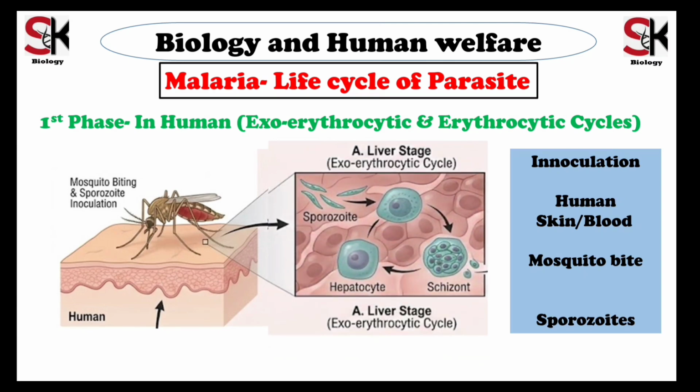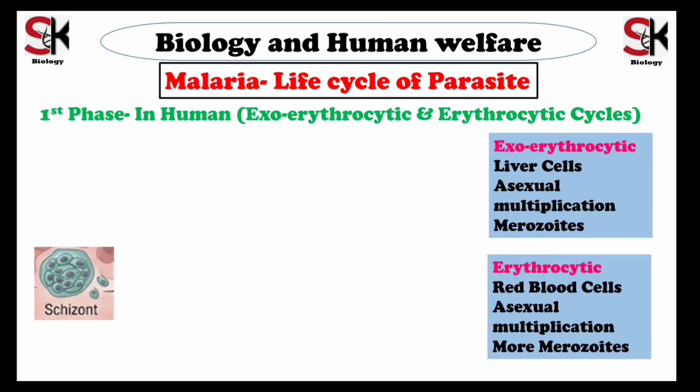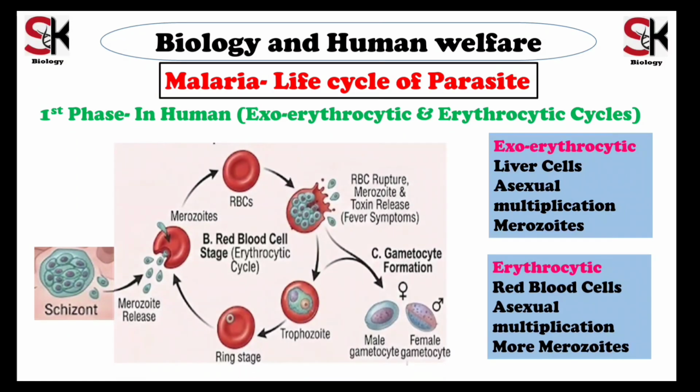After entering the bloodstream, the sporozoites travel to the liver cells. Here, they undergo asexual multiplication. This stage is called the exoerythrocytic cycle. As a result, many new forms called merozoites are produced.